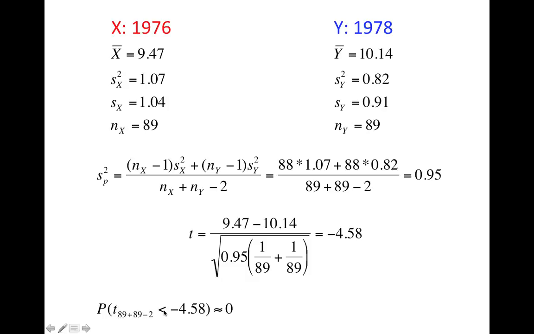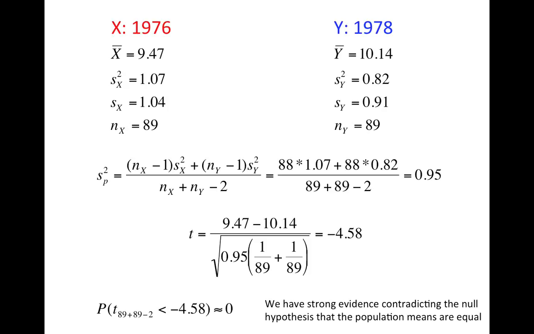And then you can calculate the p-value, which is the probability that a t-statistic with this degrees of freedom would be less than or equal to the t-statistic we actually observed, and that's essentially 0. The t-distribution would never be a value that small. So we say that we have strong evidence contradicting the null hypothesis that the population means are equal, because the data summarized by this t-statistic here is really, really surprising if the truth is that the difference in means is actually equal to 0.